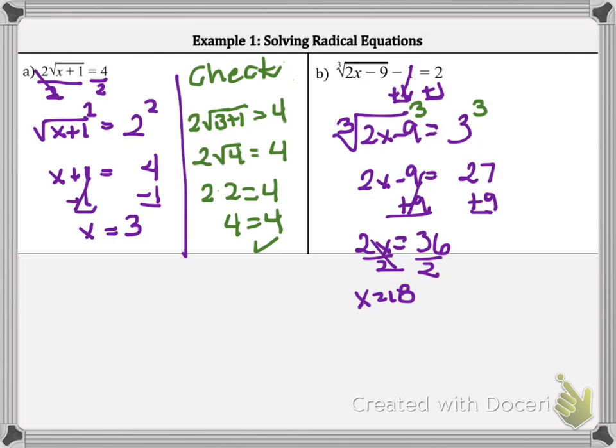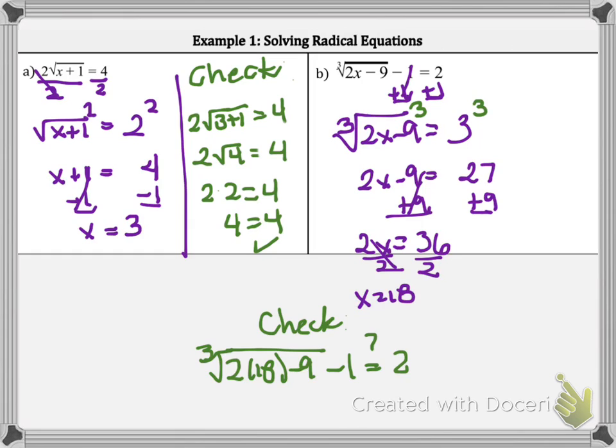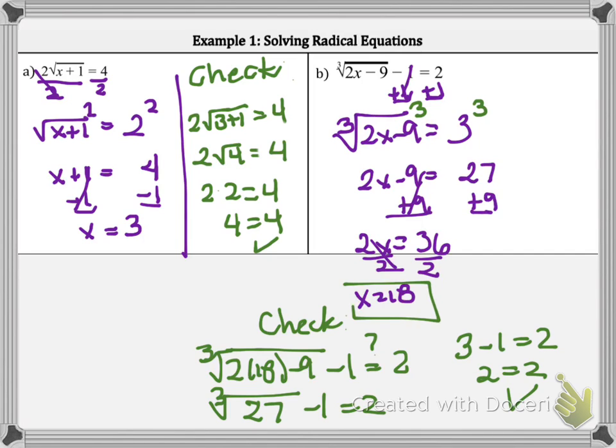Then, of course, we should do a check. So let's check. Plug it in. I'll check it down here. So cube root of 2 times 18 minus 9 minus 1, does that equal 2? And then so cube root of 36 minus 9 is 27 minus 1, does that equal 2? Cube root of 27 is 3 minus 1, so 2 does equal 2. So x equals 18 is correct, and x equals 3 is correct. So try out the next two on your own. Pause the video.